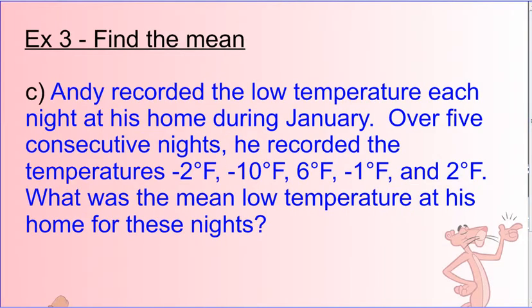Okay, we've got letter C here. It says, Andy recorded the low temperature each night at his home during January. Over 5 consecutive nights, he recorded the temperatures, -2, -10, +6, -1, and +2. What was the mean low temperature at his home for these nights? Go ahead, pause the video, do this problem on your own, see if you can find what is the average low temperature these nights.